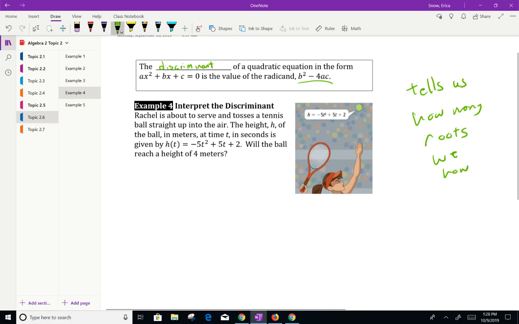Okay, we are going to talk about something today called the discriminant. This is the second part of that 2-4 lesson, or 2-6, whatever section we're on. The discriminant is just the part that's underneath the radical of the quadratic formula, and it will tell us how many roots we have. We're going to see how that works.